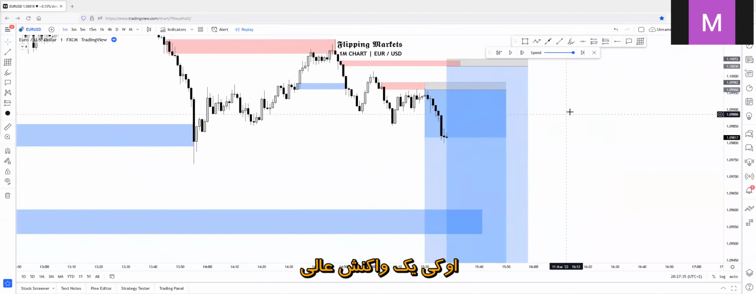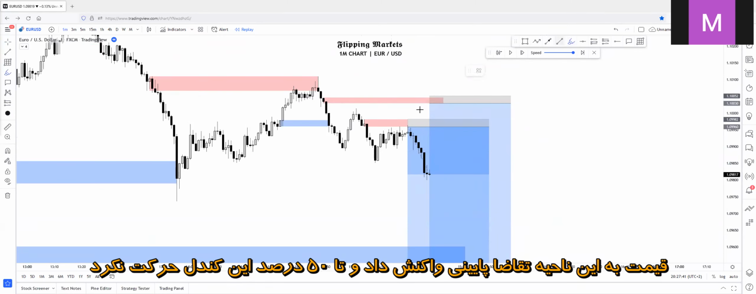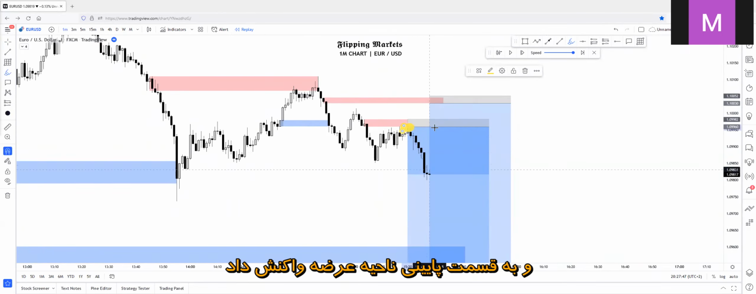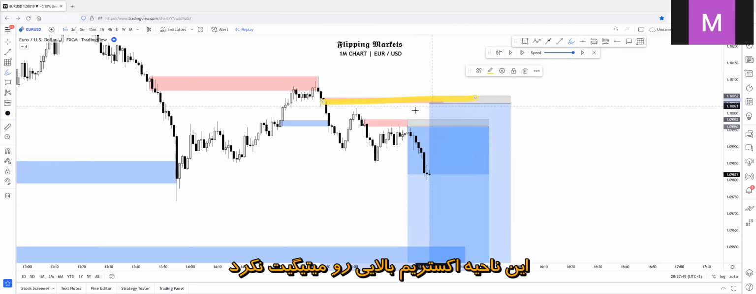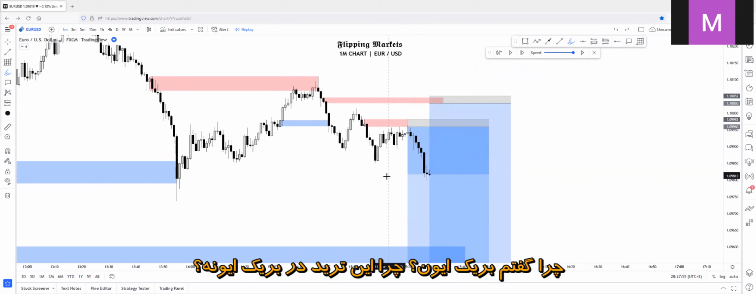Okay, perfect reaction. Actually, as you can see, that's what I was explaining. Price reacted on this downer area, didn't come up to mitigate the 50% of this candle, just reacted on the downside area, didn't mitigate this upper extreme zone, and we are in the trade. We've been tagged into the trade, and it's running in break-even perfectly. And why did we set break-even? Why are we setting break-even?